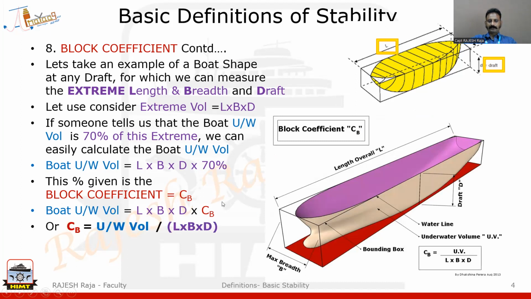I can rephrase this equation. So what is CB? This is what is CB: underwater volume of that particular ship or boat divided by the extreme dimensions. So this is a very easy way of calculating underwater volume. And once you get the underwater volume, I can use that figure for my displacement calculation. So that is the advantage of block coefficient. You will come across a lot of questions in basic stability also, and most probably you will get it in the advanced also.